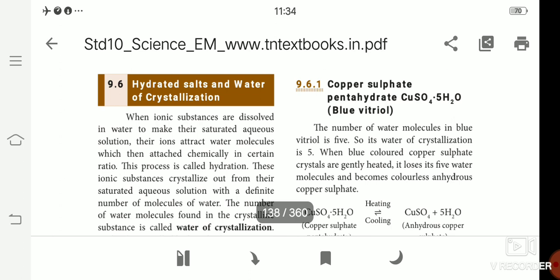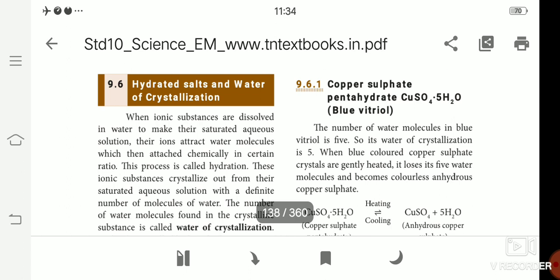So in the presence of water, sodium chloride is dissolved in water. Sodium chloride 36 gram and water 100 gram. So this solution is a saturated aqueous solution. Aqueous means water, the presence of water.